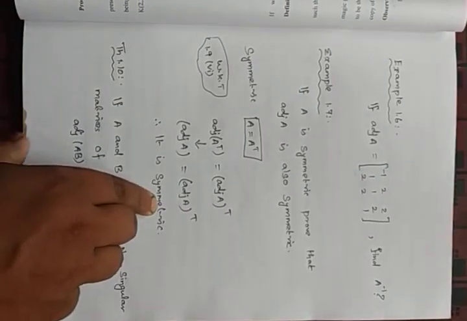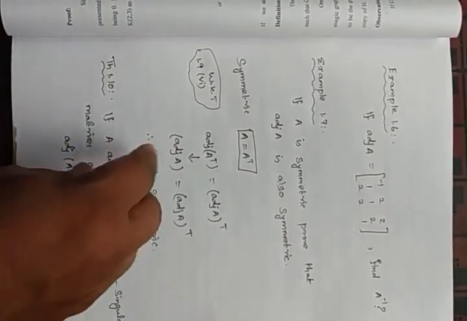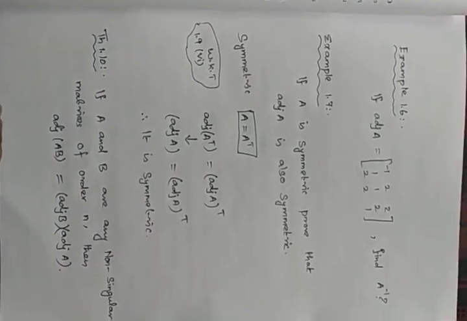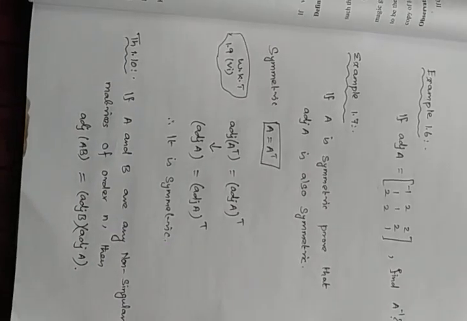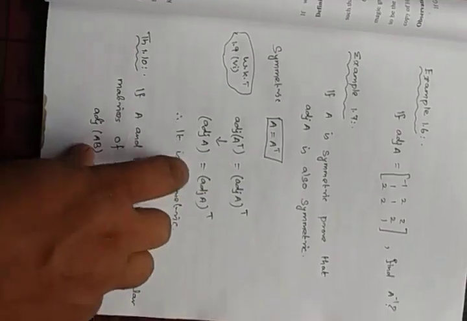Is that clear what I am trying to say? If A is symmetric, prove that the adjoint is also symmetric. A is symmetric means after changing A equal to A transpose, the value is not going to change. Such a matrix you call symmetric. The same thing we have proved here.